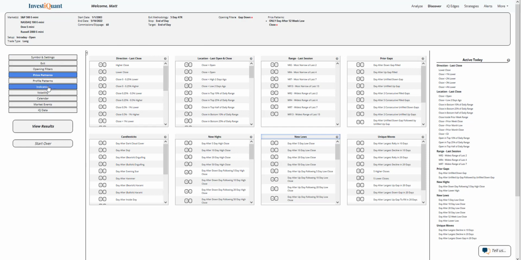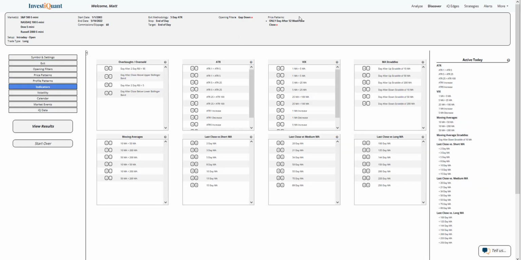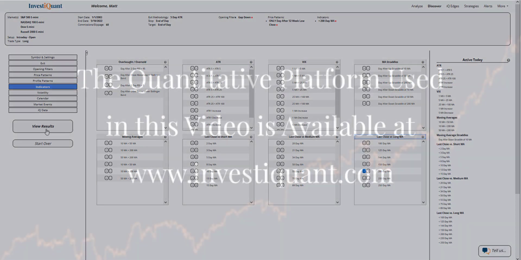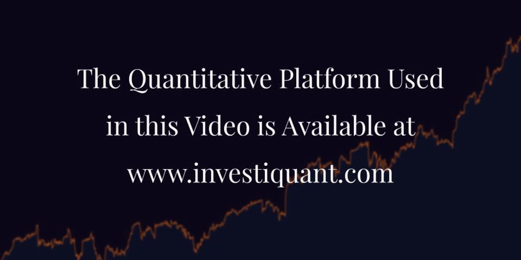And I'm going to go to the indicators library next. Since this is a 52-week low, I really don't need a 200 or a 10-day simple moving average. I'm going to do it out of habit. But if you're at a 52-week low, that's more than 200 days, so you are definitely below a 200. Now I'm going to click on view results. All right, here we go.